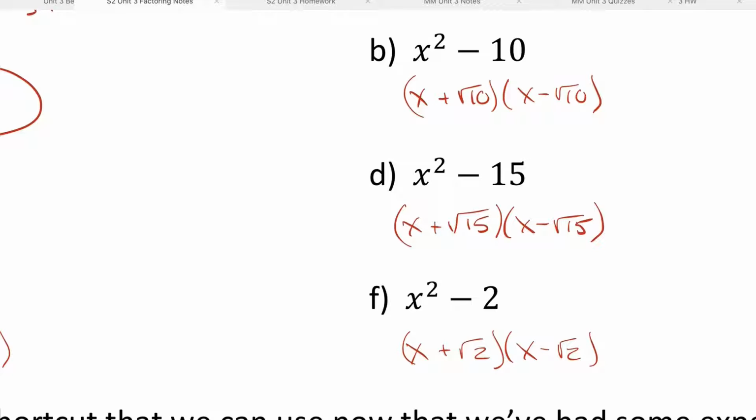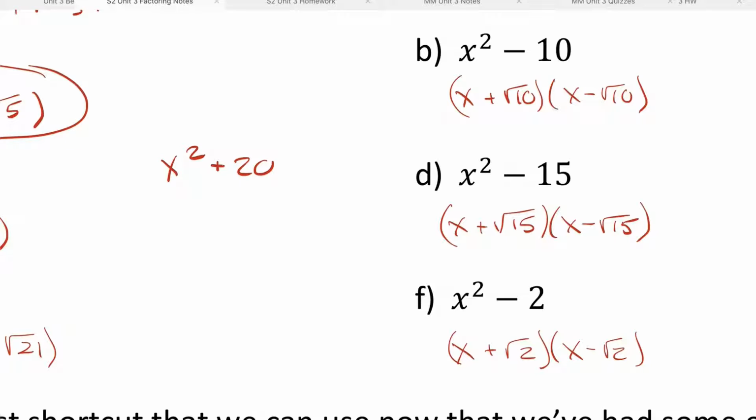All right, there may be ones that would be something like, let's come up with another example, x squared plus 20, all right? And we wanted to write that, or wanted to factor that.